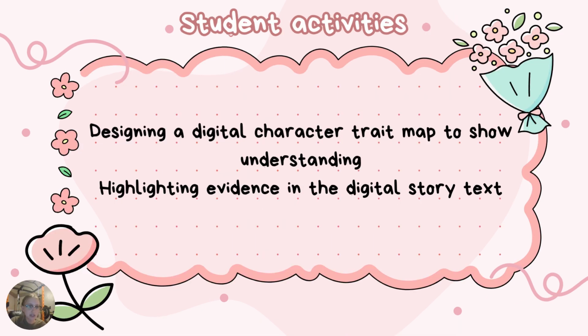So, student activities that we're going to be doing during this lesson plan. The students are going to be designing a digital character trait map to show their understanding, which is their independent practice, and highlighting evidence in a digital story text. So within designing that digital character trait map, they're going to have to go into the story Because of Winn-Dixie and highlight evidence in the digital story to be able to put into their character trait map.